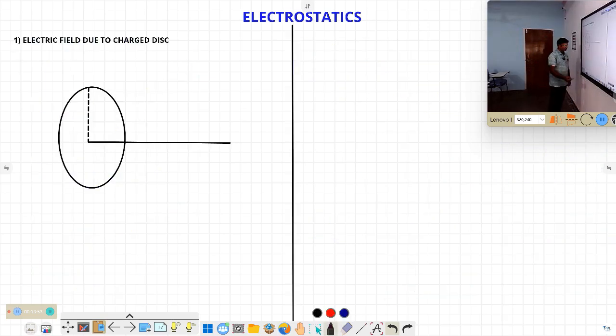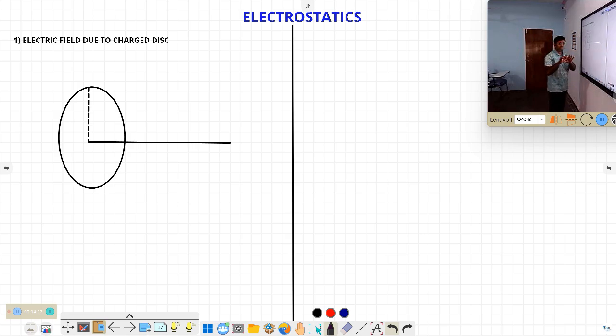That's it. Now this concept is related to a disk. Now we are finding the electric field due to a charged disk. It is a little bit of a mathematical approach, so it takes a little time for explanation. Try to understand the concept for the derivation of this electric field due to this charged disk.